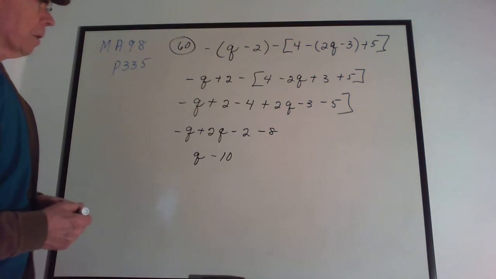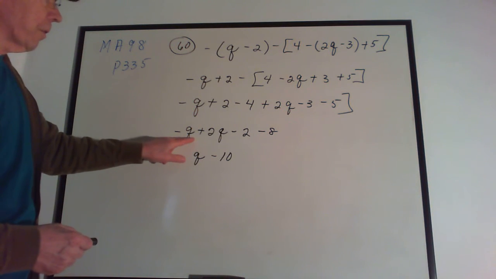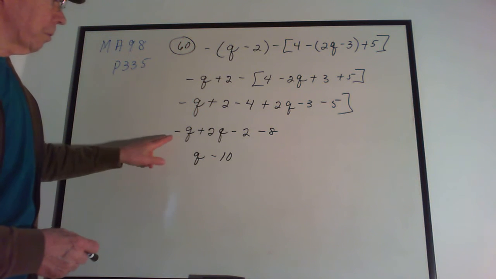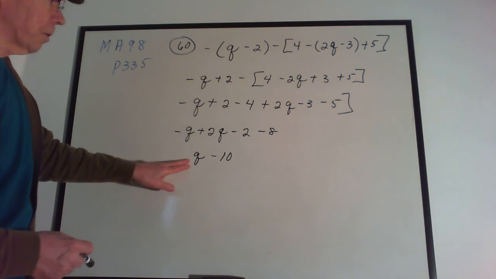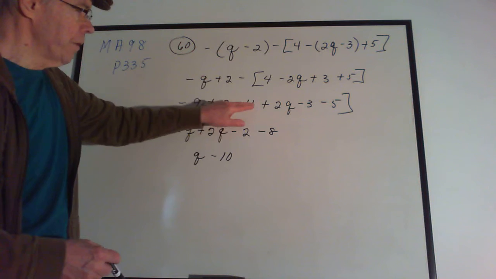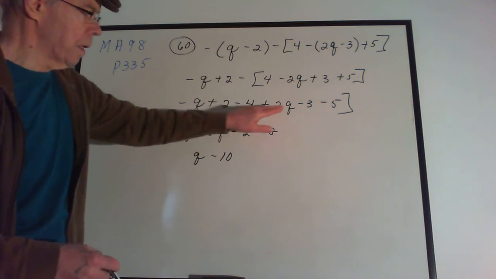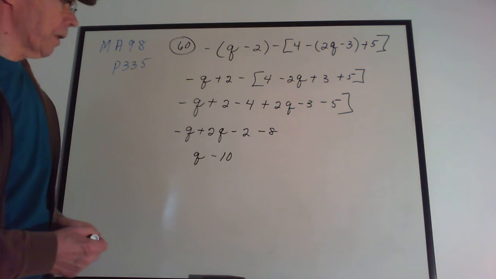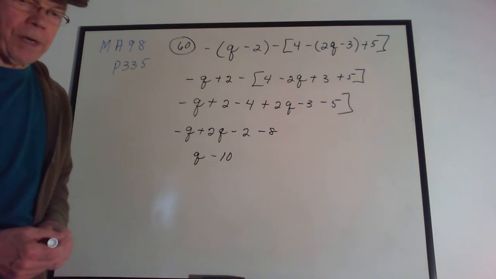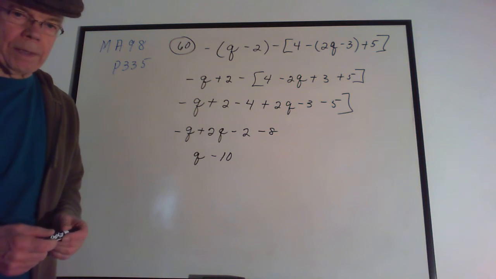So I arrange them according to descending order. q minus q plus 2q gives me q. This gave me a minus 2, and this gave me a minus 8, gives me my minus 10. All right.